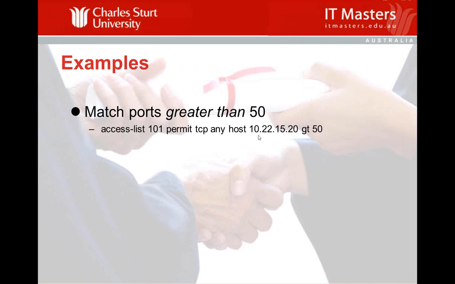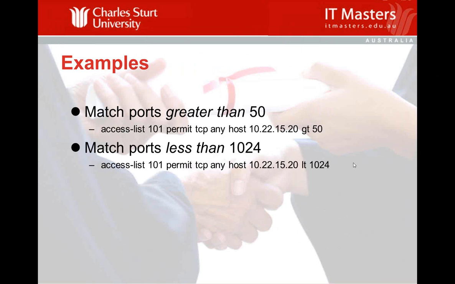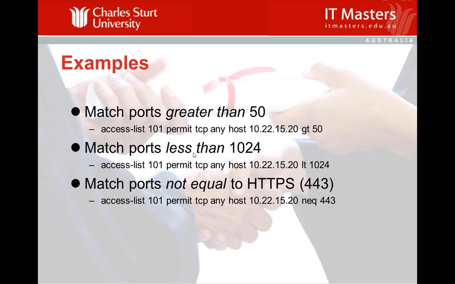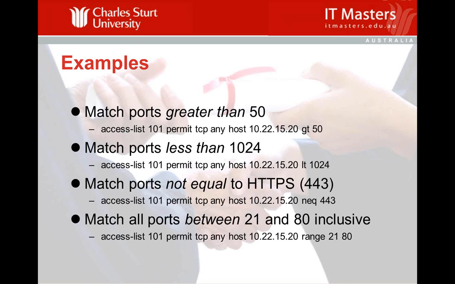Okay, so examples, here we go again. Match ports greater than 50: access-list 101 permit TCP any host, that IP, greater than 50. Match ports less than 1024, so less than the ephemeral ports. Ports not equal to HTTPS is another example, and ports between 21 and 80 inclusive. Okay, so that range is inclusive.